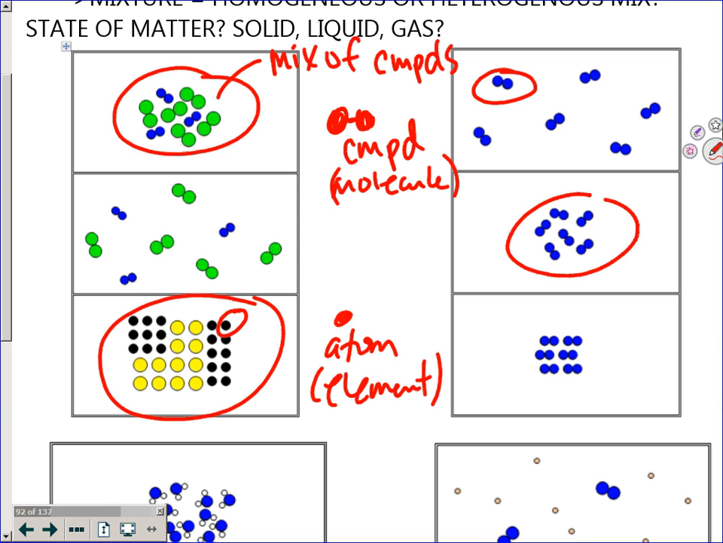What about this? Is this a mixture? No, it's just a bunch of what together? So they're pure substances, but they are by themselves individually compounds.